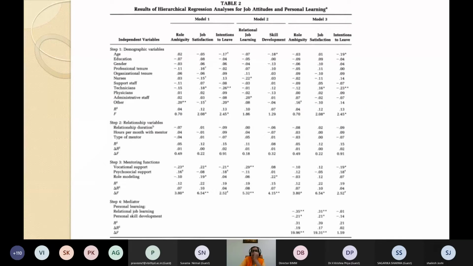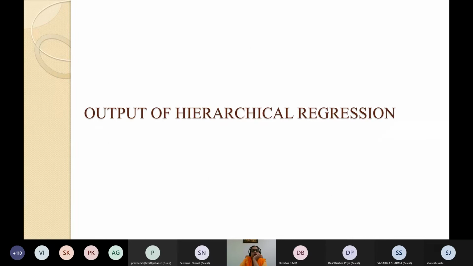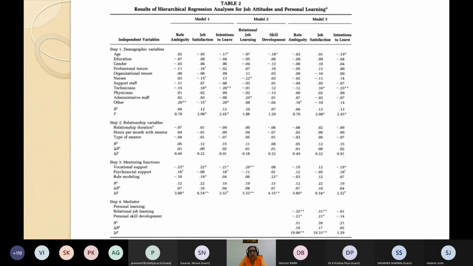So if you conduct the hierarchical regression on SPSS, this is some kind of a result that you will be seeing. As you can see, these are 3 models. This is one model, job attitude and personal learning. So the first model shall be this one. Then you add the second model, the relationship variables. So these are the demographic variables which are most important.